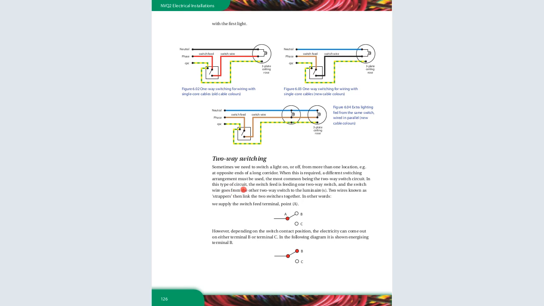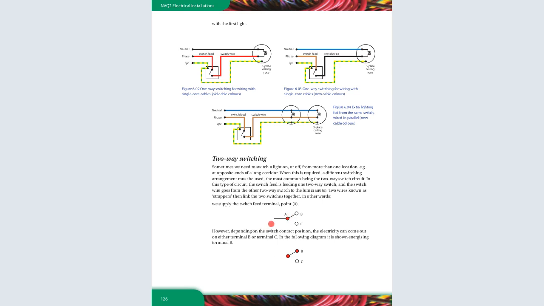In this type of circuit, the switch feed is feeding one two-way switch, and the strappers are then the link of the two switches together. In other words, the supply of the switch feeds at this terminal. So you can see this is a two-way switching. You can see this is our supply and this is the switch.